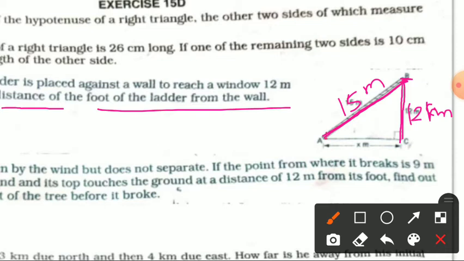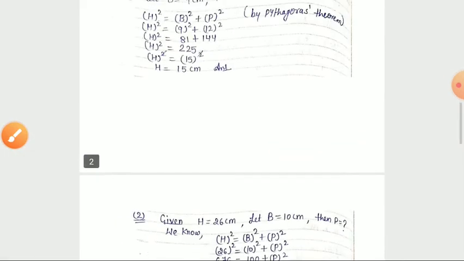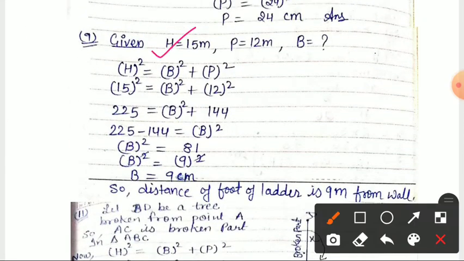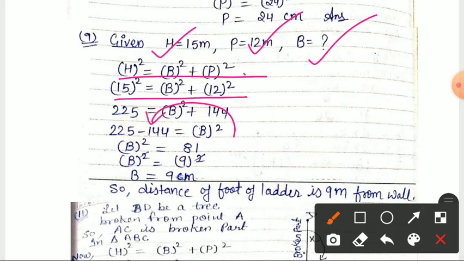So you have to tell what is the distance between the foot of the ladder and the wall. It means you want to find the base, and you know how to calculate the base, the same way as we have done in question number 2. We write: hypotenuse is given, perpendicular is given, base we need to find. Write the Pythagoras theorem, put in the values, subtract on the other side, we get 81, and its square root is 9. So can we say the distance of the foot of the ladder is 9 meter from the wall.